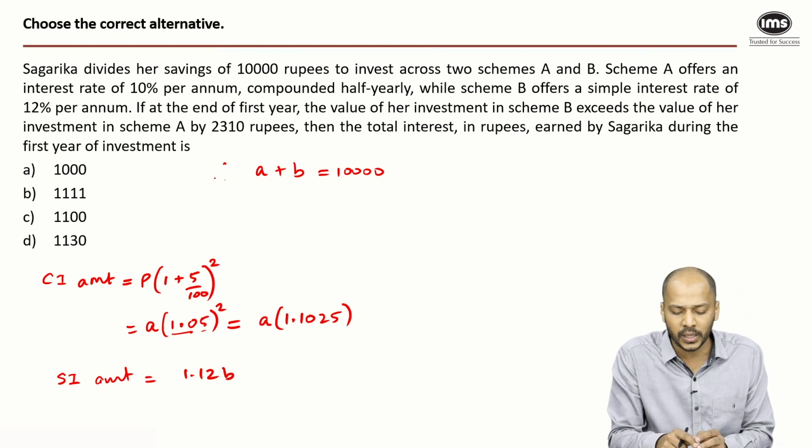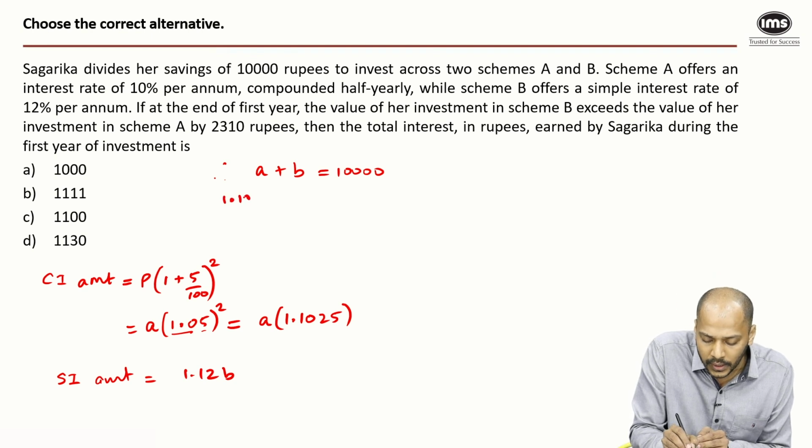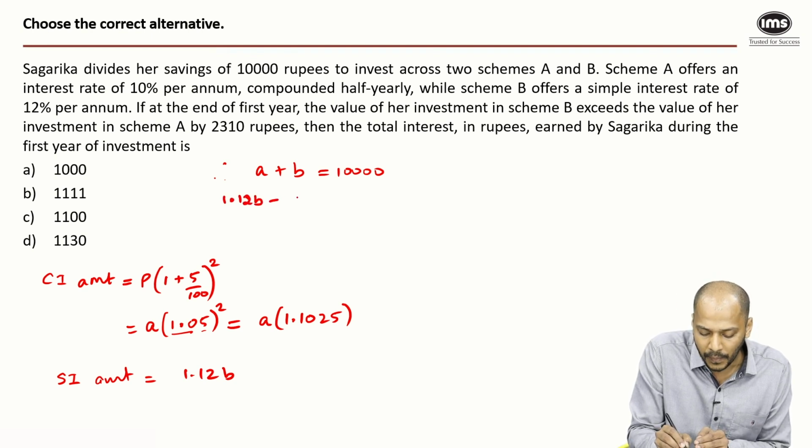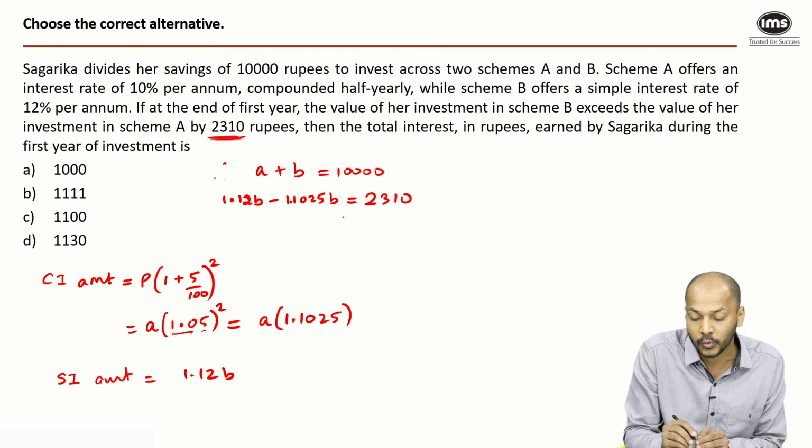Now I'll erase this working, and the equation that I need to write is 1.12 times B minus 1.1025 times A should be equal to the difference that was given to us in the question, that is 2310.